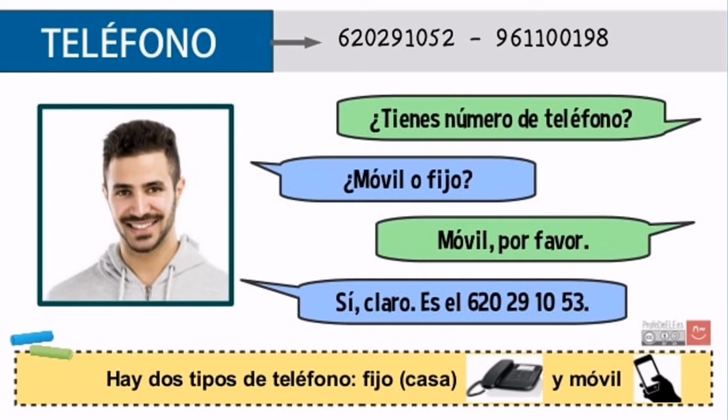So, the phrase in yellow says, hay dos tipos de teléfono, fijo, casa y móvil. What does this mean? We're saying that we have two types of telephones. We have el fijo, teléfono fijo, which means the landline, the one we find at home in casa, and the other one, el móvil, which is our cell phone. So you can ask for both phone numbers, el móvil o el fijo.